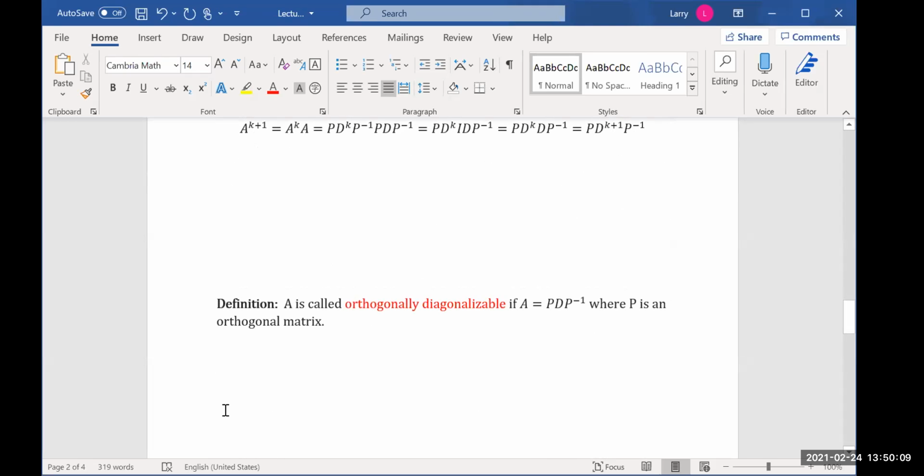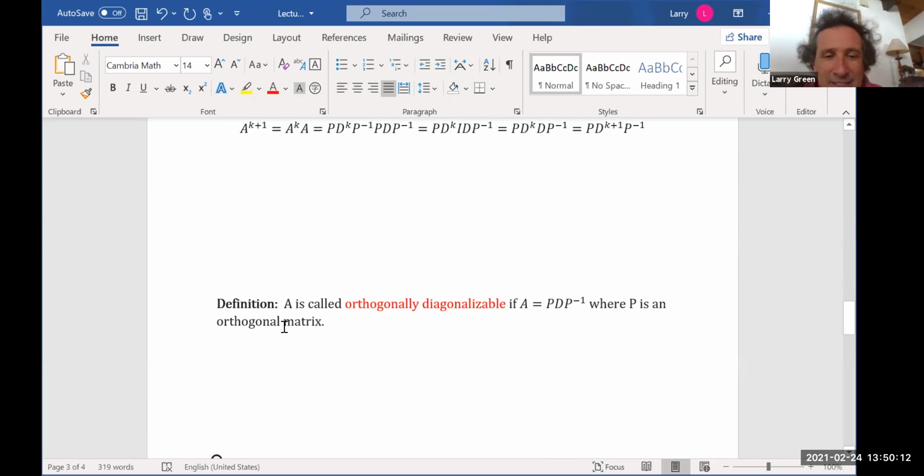Okay, so here's a definition. And again, maybe I'm just weird, but I love saying it. A is called orthogonally diagonalizable. It almost sounds like a song, doesn't it? Orthogonally diagonalizable, if A is equal to P D P inverse, where P is an orthogonal matrix. The key is that if P is an orthogonal matrix, P inverse is really easy to find. Do y'all agree?